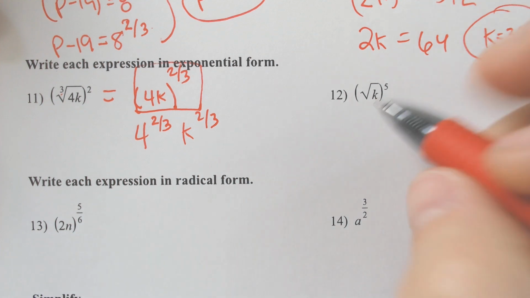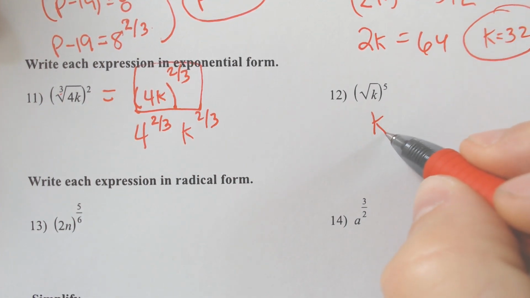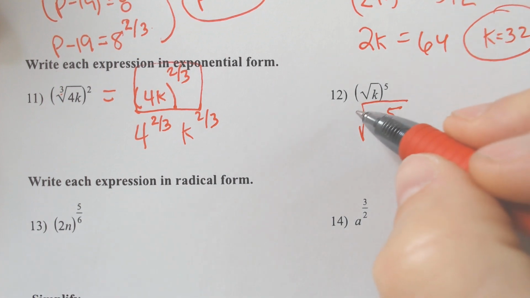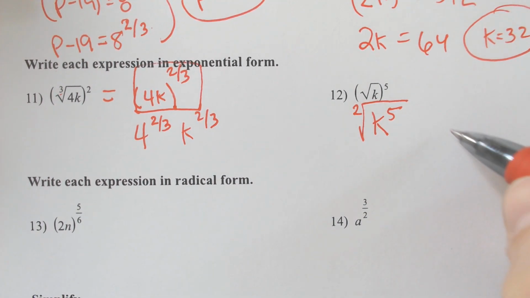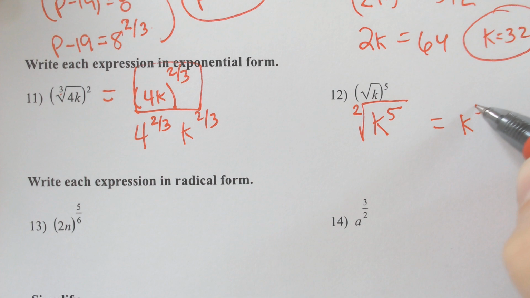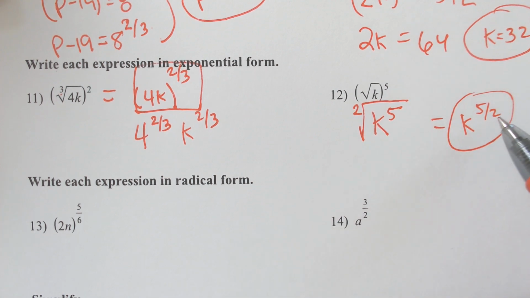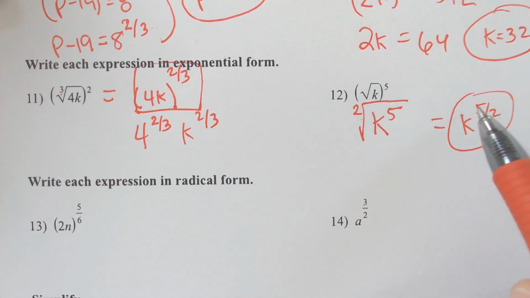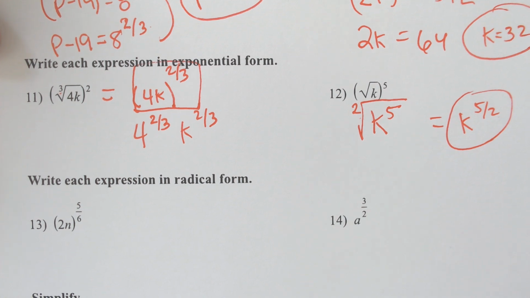Number 12, we got k to the 5th power. If it's the square root of that, and then there's like an invisible 2 here, that is going to be k to the 5 over 2 power because you put the number on the outside, that 2 on the bottom, and the 5, which was here, on the top, which is the same location. Both of those are representing the same thing.